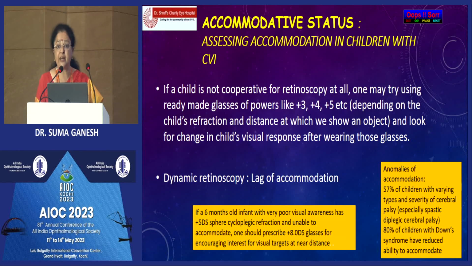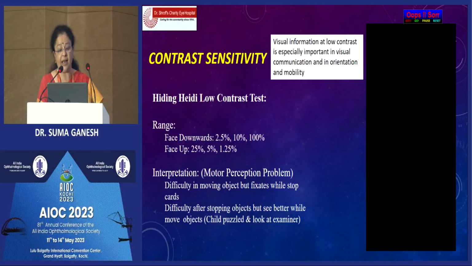The accommodative status is most important in children, and for most of these children you need to do a dynamic retinoscopy, as mentioned earlier, to check for the lag of accommodation, because for these children everything you want to do is nearby. If the child is not able to see for near, then you have a problem. If the child is improving, you can see that when you give a +3 or a +4 add and the child starts focusing at near, it is important to give the add glasses. These glasses are very important because 57% of children have accommodative lags.